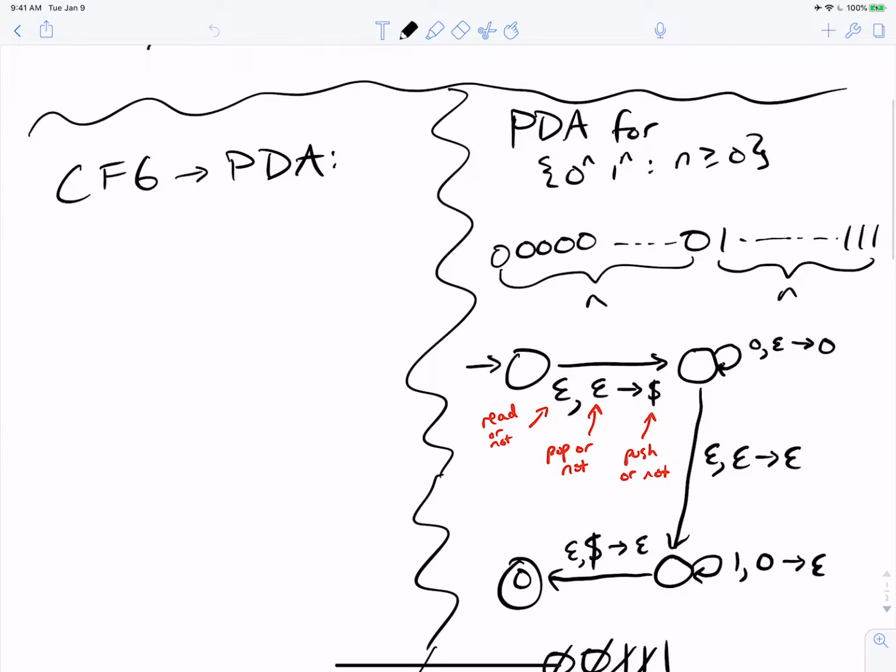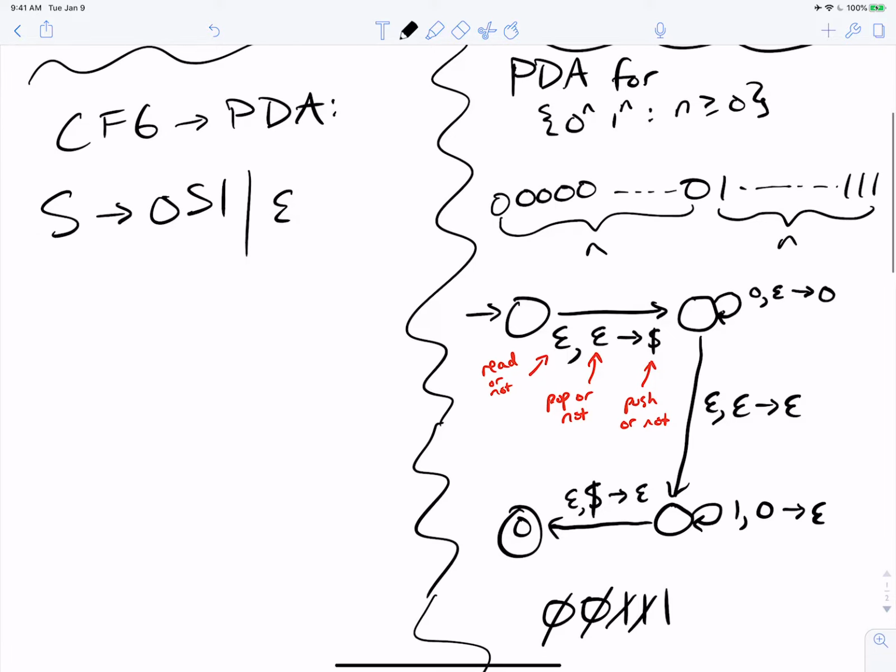So how can we do this here? Well, let's actually do an example, namely this one. What's a grammar for 0 to the n, 1 to the n? S goes to 0 S 1, or epsilon. Okay, so a relatively simple grammar.